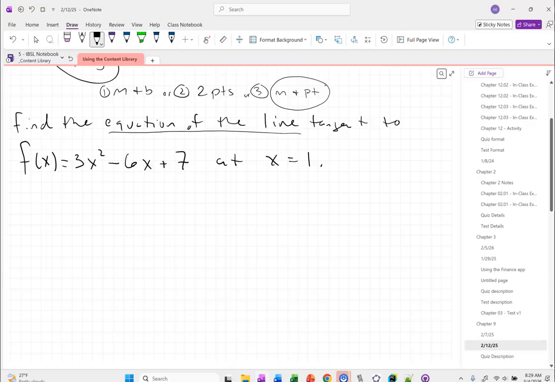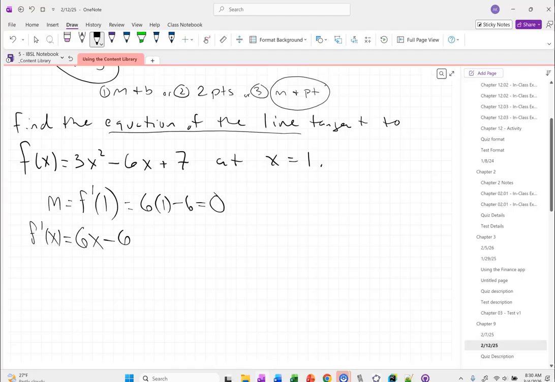Derivative. The derivative, okay? Since we're at x equals 1, I just need the derivative of f at x equals 1. That should be my slope. What's the derivative of f? 6x minus 6. Fantastic. So this is going to be 0 for my slope. Everybody feel good?